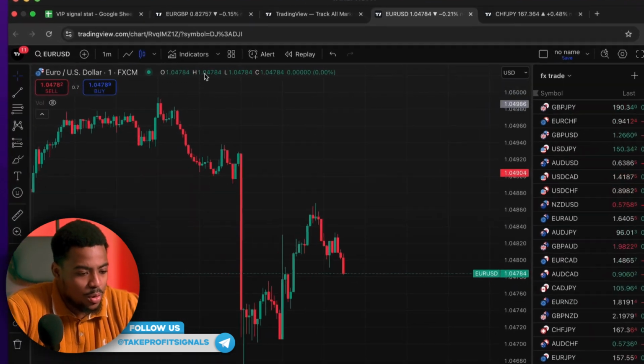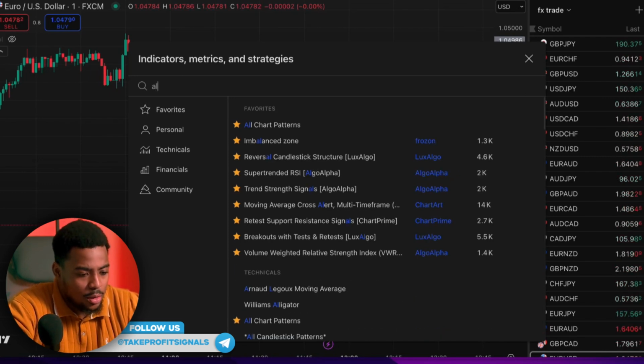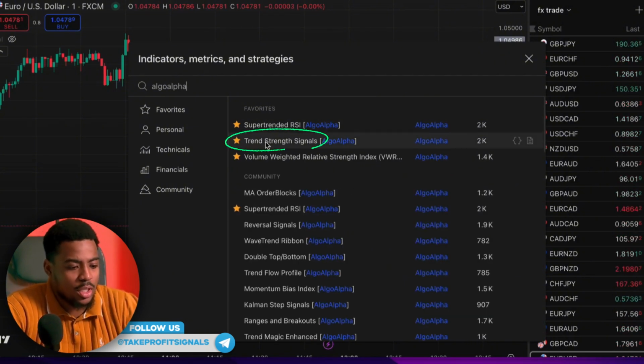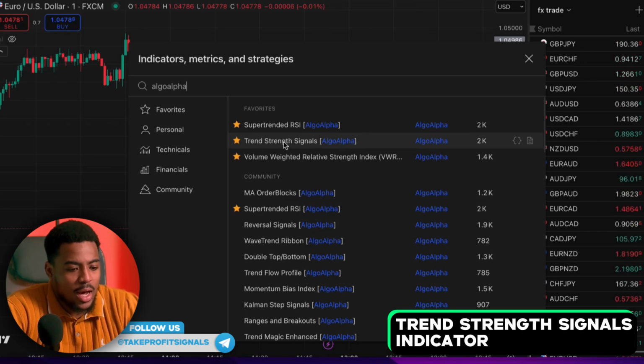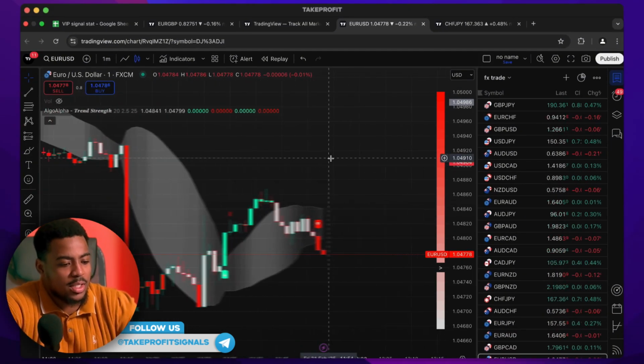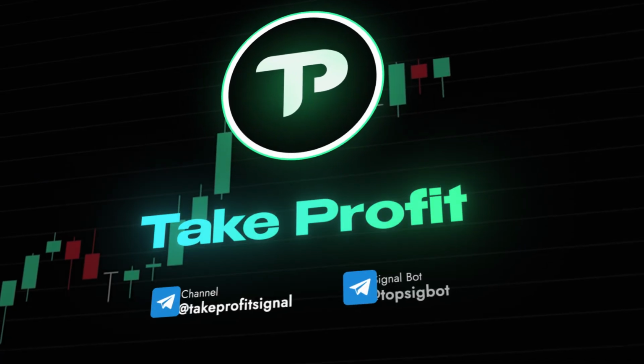To do this, we go to the indicators panel, and here we write the name of the author, Algo Alpha. And this indicator is called Twin Signal. We add it with one click, and accordingly we get signals from this indicator. The signal we had on this currency pair.